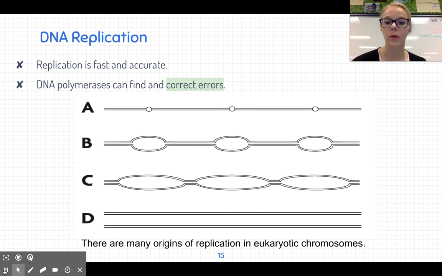If you look at the 4 points below, A, B, C, and D, it's showing a sequence of events. A is showing you 3 different origins of replication in eukaryotic chromosomes. B is showing how they start unzipping DNA. C shows the progressive DNA replication. And D shows the newly formed DNA strands, each with an original copy and each with a new copy. Because there are many origins of replication in eukaryotic organisms, DNA replication happens much faster than if there was only 1 point in the DNA on each chromosome for DNA polymerase to do its job.